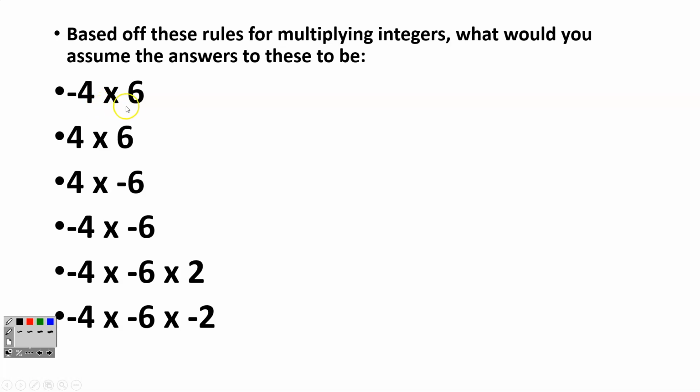So a negative 4 times 6. 4 times 6 is 24. We have a negative, so we've got to remember that. Now 4 times 6 is 24. That's a positive. I don't see any negatives. 4 times a negative 6, well, that's kind of the same thing as up here. 4 groups of 6 negatives. So my answer is going to be a negative 24 as well.